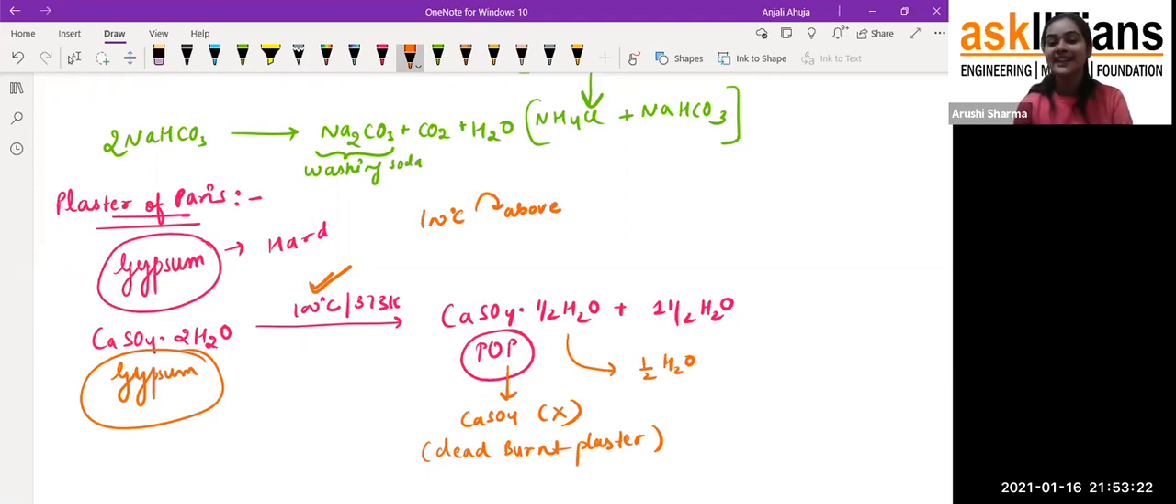Now, if I ask what the water of crystallization of calcium sulfate is, it is 2H2O. That means 2 molecules of water are present here, and another name we can say for it is the calcium.